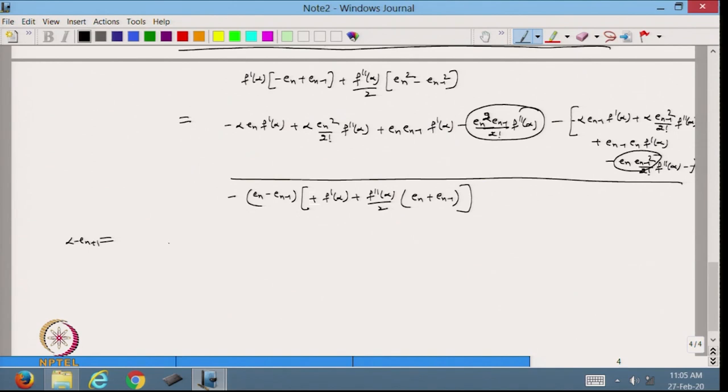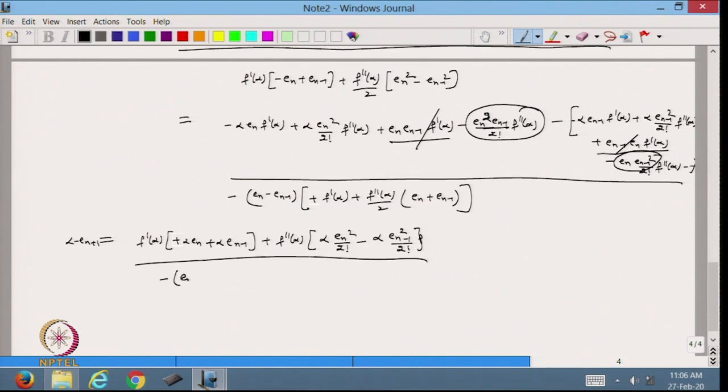Now let's find out the value of f'(α). f'(α) can be written as minus α e_n and plus α e_{n-1}. So this one can be written as plus f''(α). So f''(α) becomes α e_n² by 2 factorial minus α e_{n-1} by 2 factorial, and that is the value, and all other terms. So f' is also coming from here, this factor and this factor, but this factor, if you see, is with the negative sign and with the positive sign, so this will cancel out, divided by the same e_{n-1}.